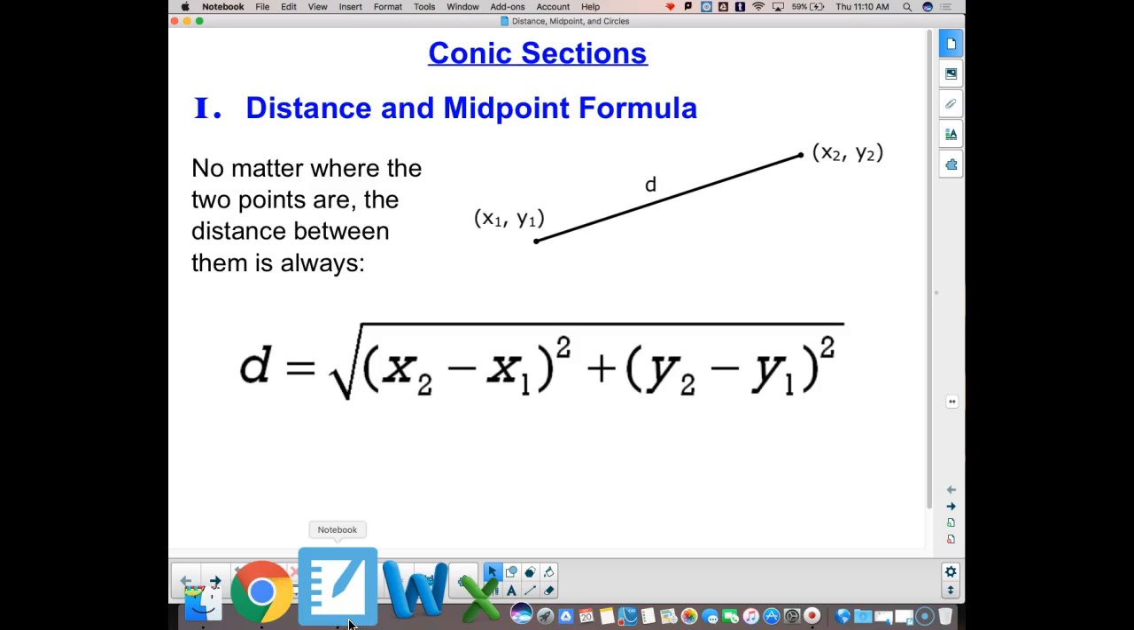That was a quick little intro on conics. We'll get into more and more of them as we go along. Like there's circles, there's parabolas, there's ellipses, and there's hyperbolas.